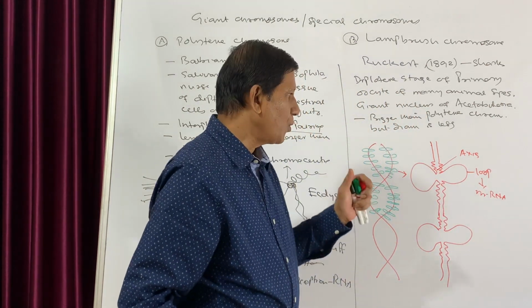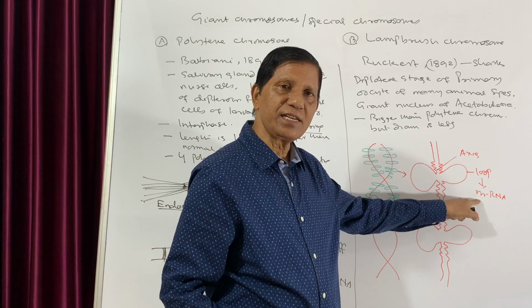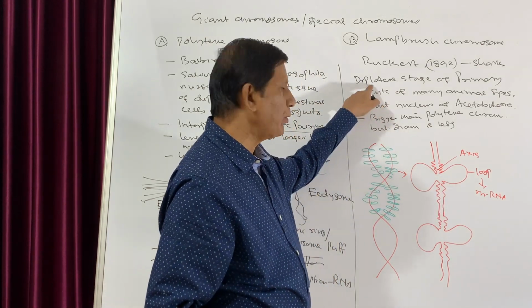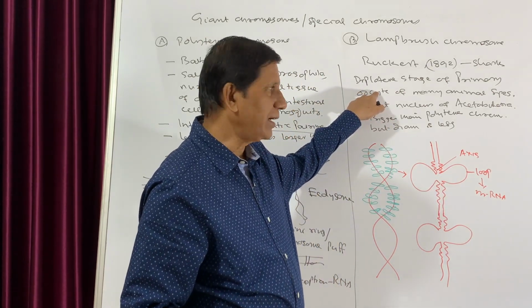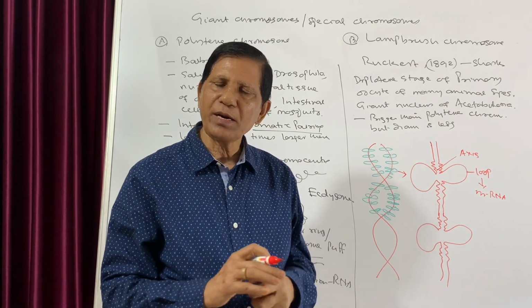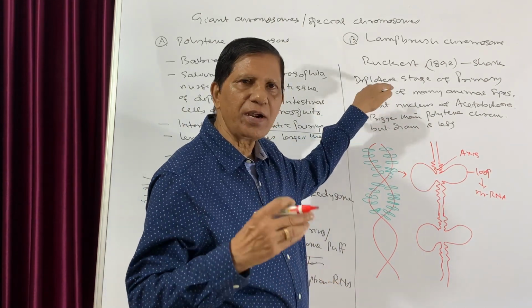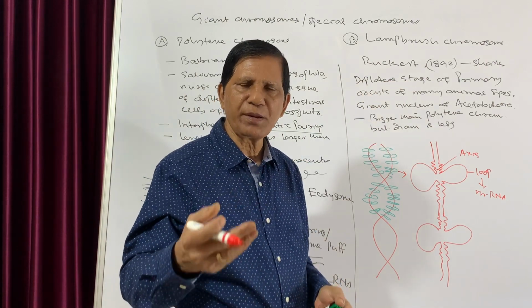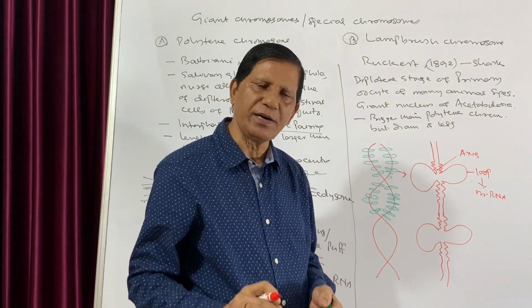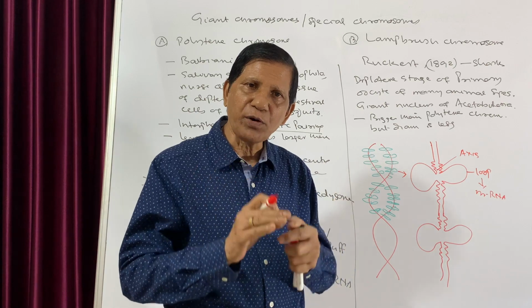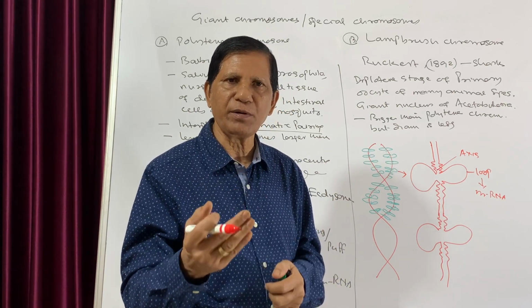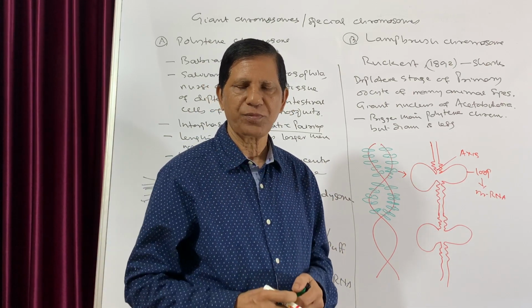And why is this mRNA synthesized? Because it is in diplotene stage. And in a diplotene stage, usually there is no metabolic activity. But after this diplotene stage, there will be diakinesis, then there will be other stages, metaphase 1, anaphase 1, and it will be completed. And if the egg is fertilized, it will give rise to the development of zygote and then embryo.